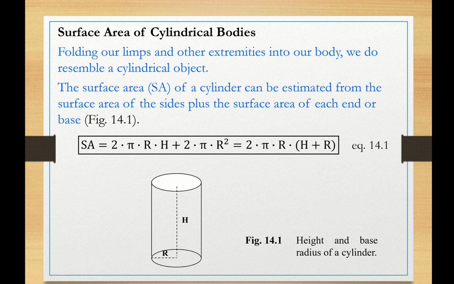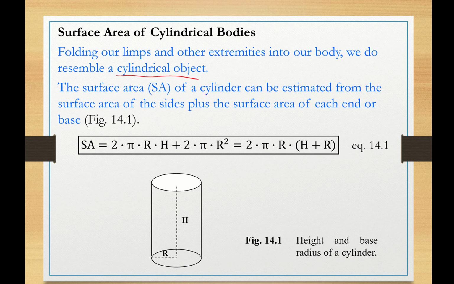Now, our attempt for the next 5 or 10 minutes is to try to derive these body surface area equations. And that would allow us to also see the connection between the body surface area, the weight, and the height. So we're going to start by simulating our body as a cylindrical object.